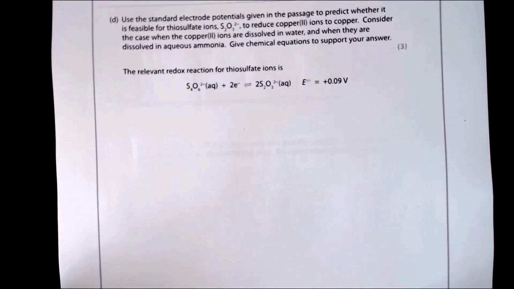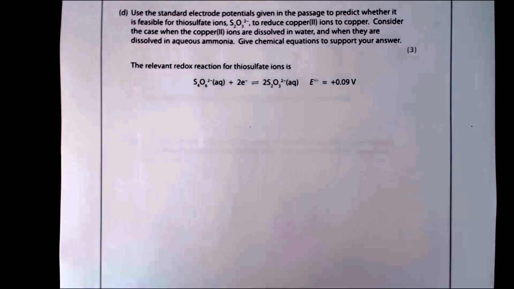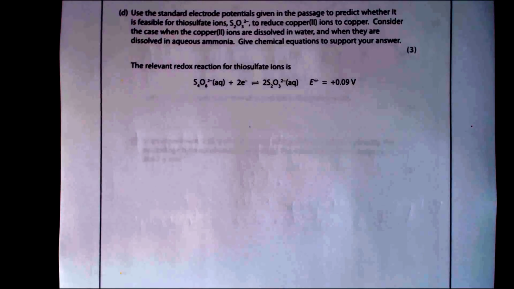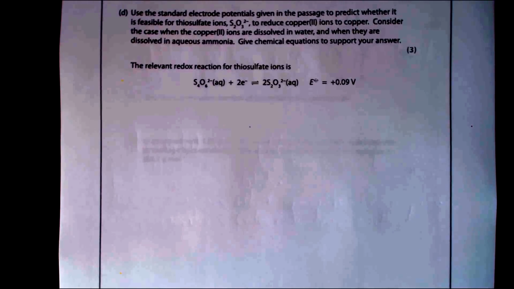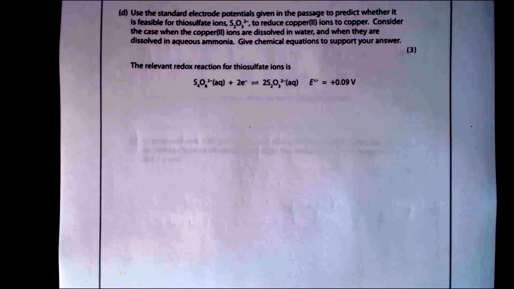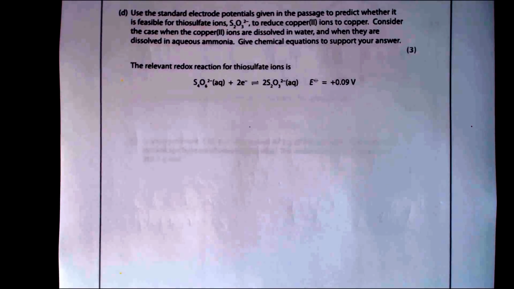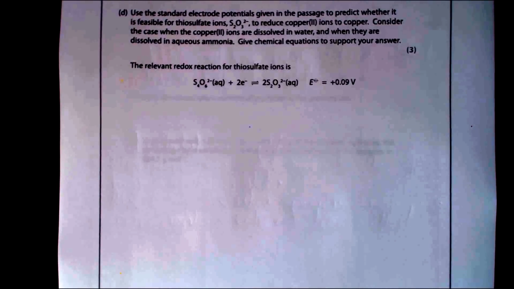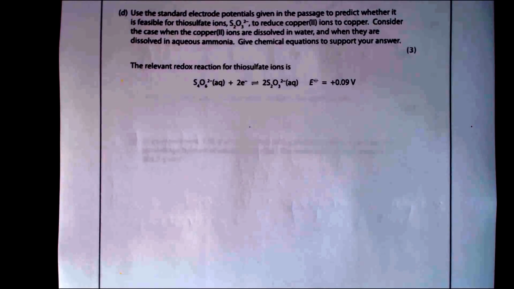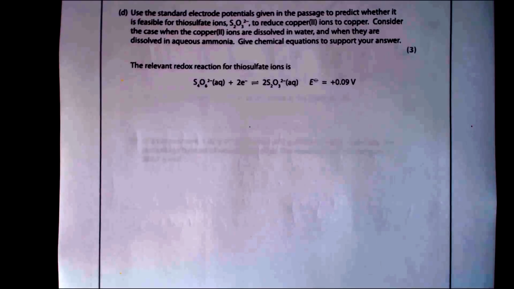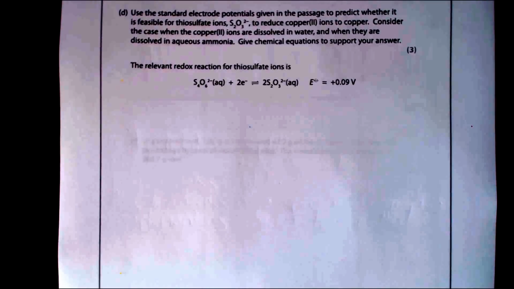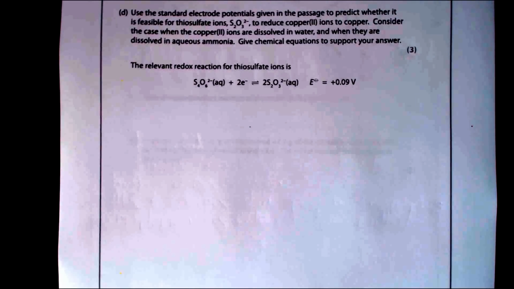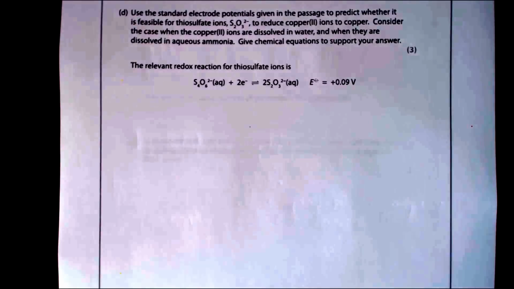Okay, and then on to D. Use the standard electrode potentials given in the passage to predict whether it is feasible for thiosulfate ions S2O3 2- to reduce copper 2 ions to copper. Consider the case when the copper 2 ions are dissolved in water and when they are dissolved in aqueous ammonia, and give the chemical equations to support your answer. So we've got 3 marks here. Now we're going to come back to this anti-clockwise rule that I think is really useful. It just helps clarify things.